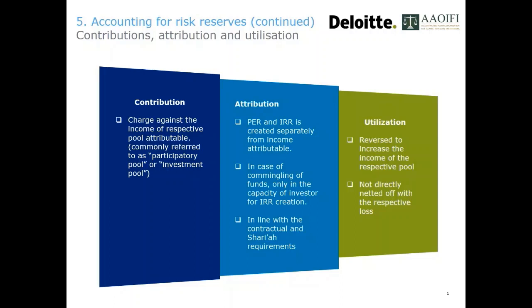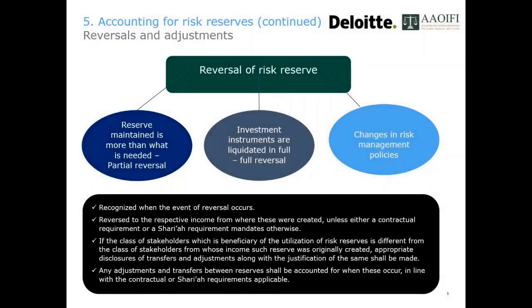When we say mandating utilization, we mean that utilization should occur where there is an event of loss, or an event where the risk reserve is in accordance with the Sharia requirement, and you cannot just simply reverse it. Now, could you please share what type of events may require the reversal of risk reserves?